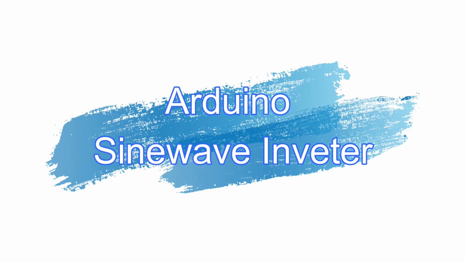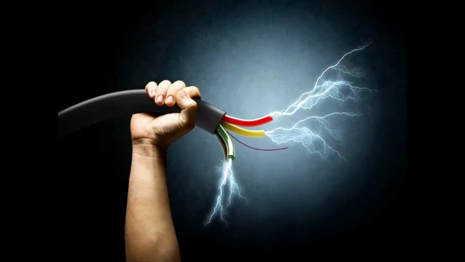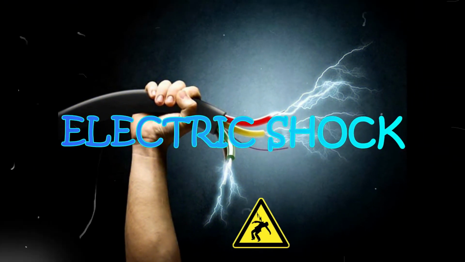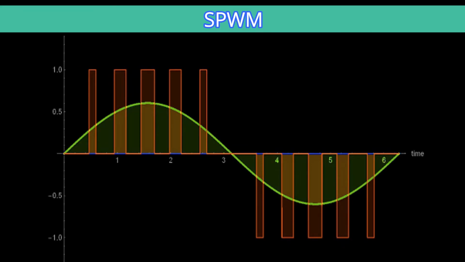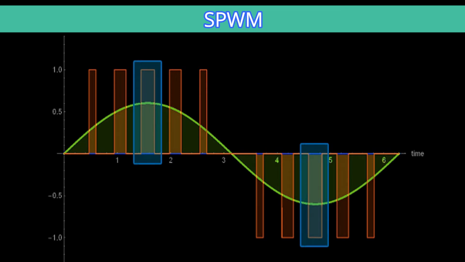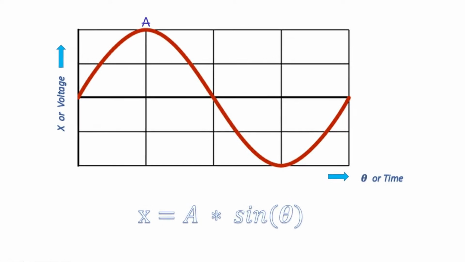Hello viewers, today I will show you how to generate SPWM signal with an Arduino, then how to use that to make a sine wave inverter. Now what is SPWM? When the duty cycle of a PWM signal changes with amplitude of a sine wave or vice versa, then that PWM signal is called SPWM. SPWM stands for sinusoidal PWM, that is sinusoidal pulse width modulation.